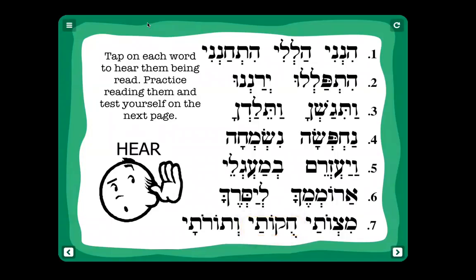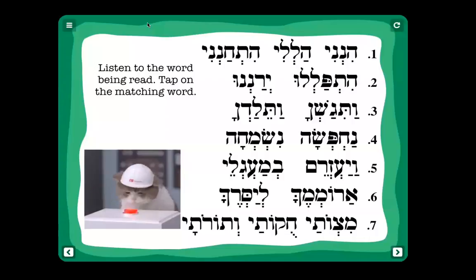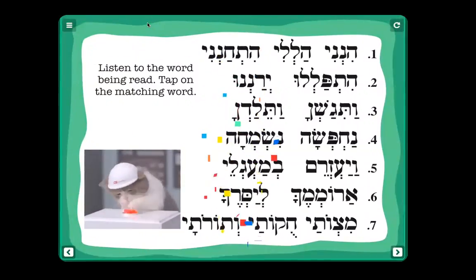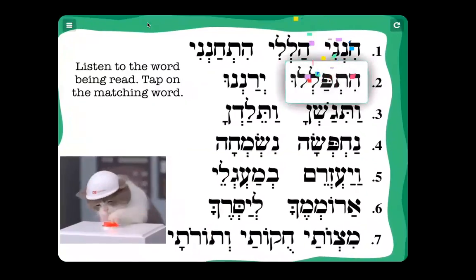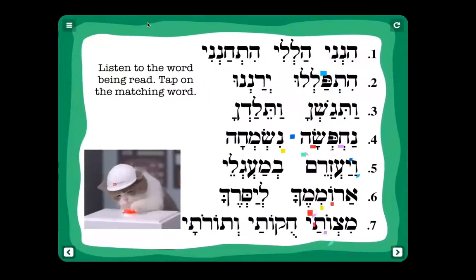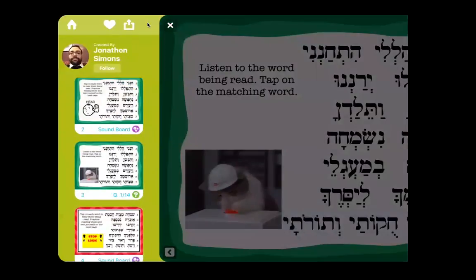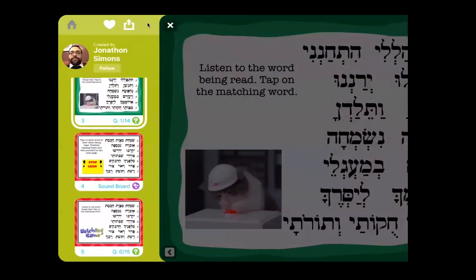And then there is a small quiz. Listen to the word being read, then tap on the matching word. Tap anywhere to begin. Correct. Okay, so this is a drill. It's very straightforward, very simple.